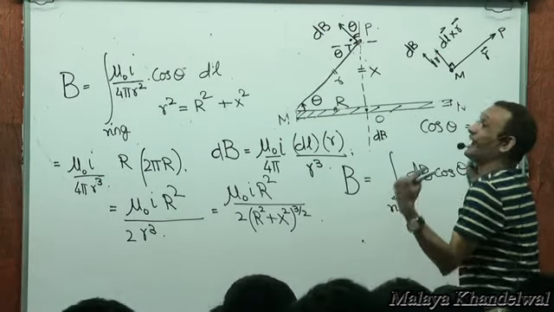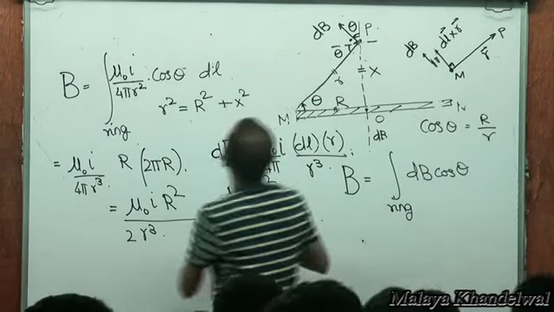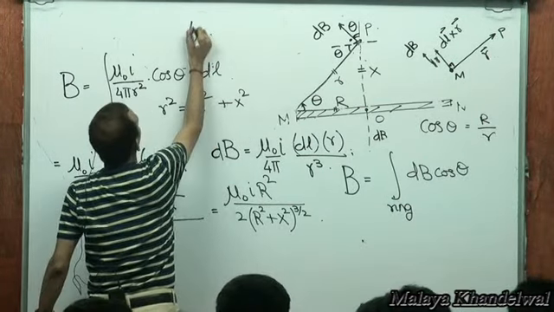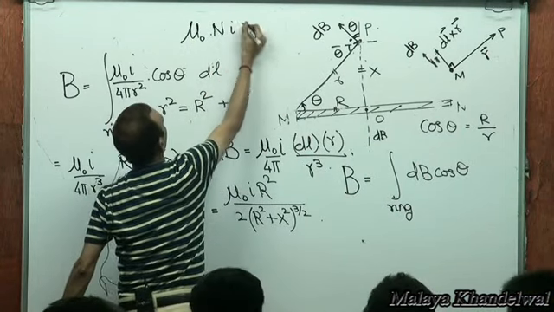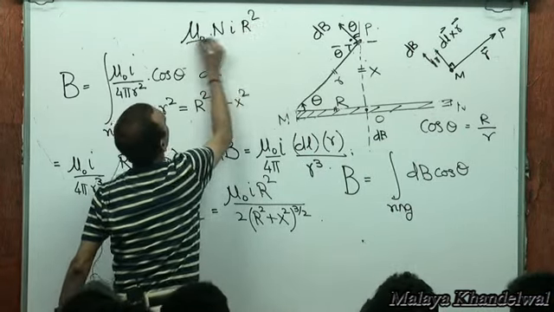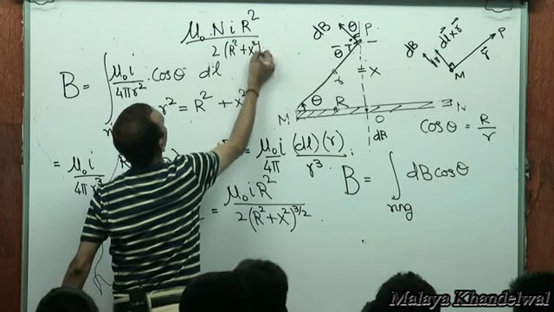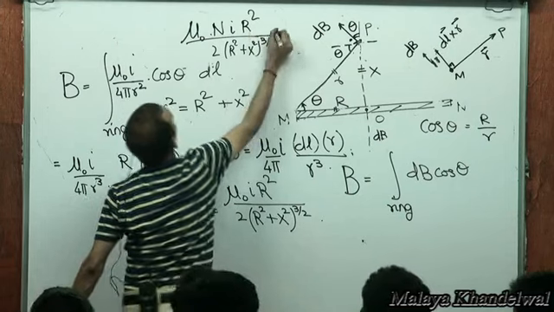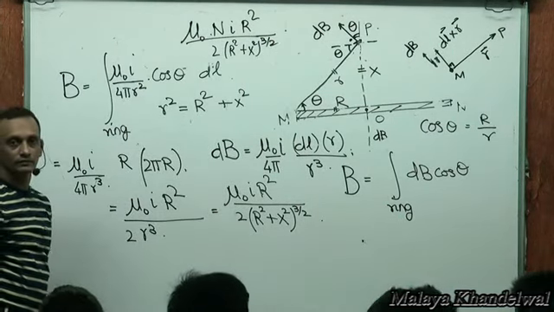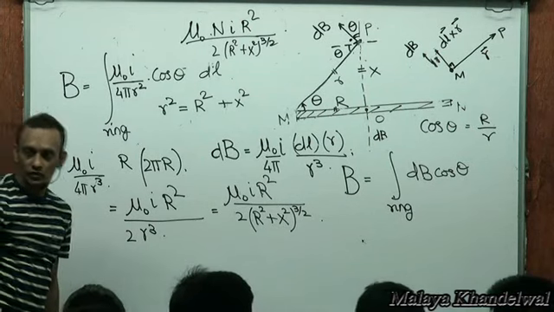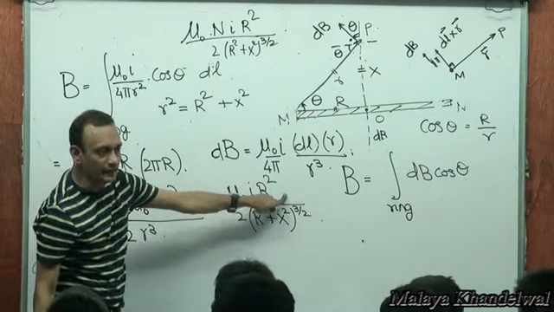Now, if this was a ring with n turns, n closely wound turns, then all that you would have is the field would become n times. If there were n closely wound turns, mu naught n I R squared divided by 2 into R squared plus x squared to power 3 by 2. That's going to be the field at P. Yes or no? All's good. So if there were n turns, you just multiply it by n. Clear?